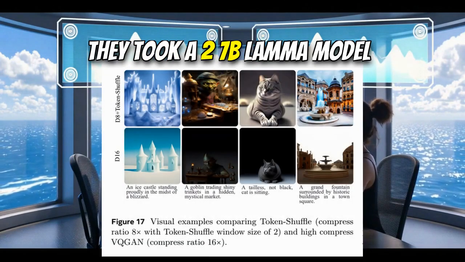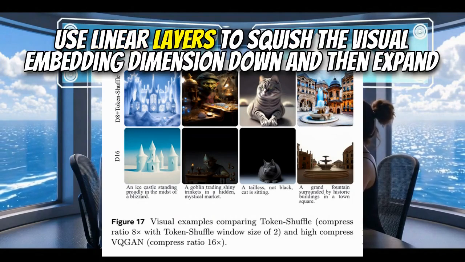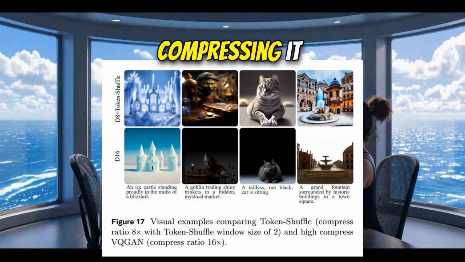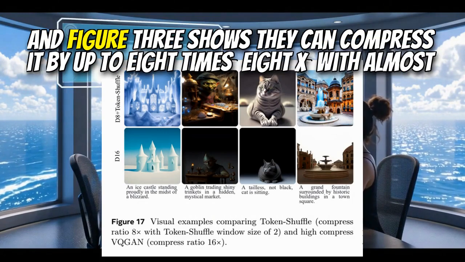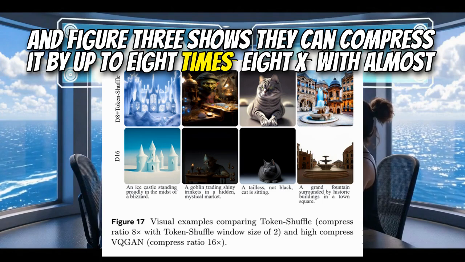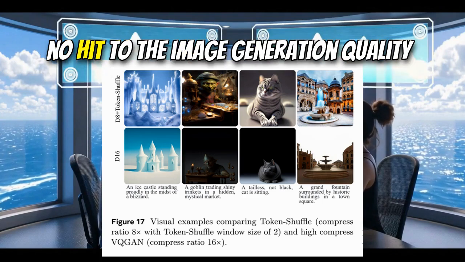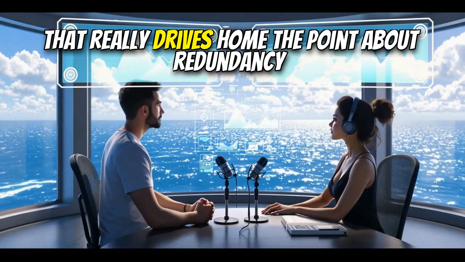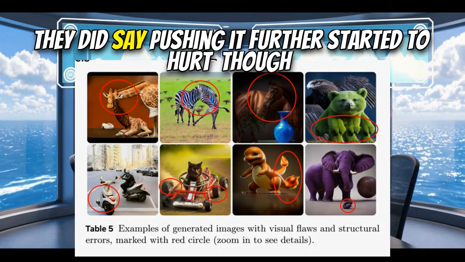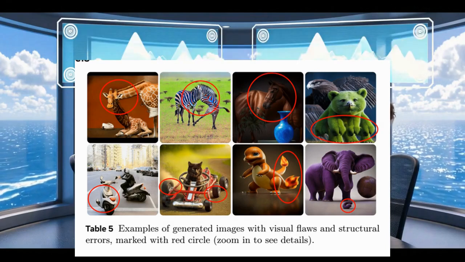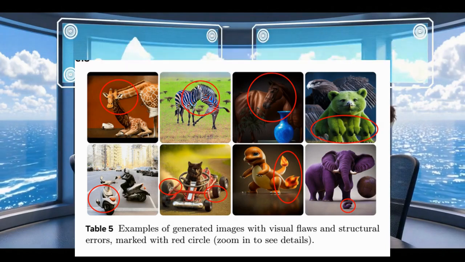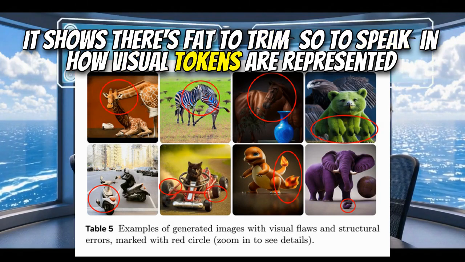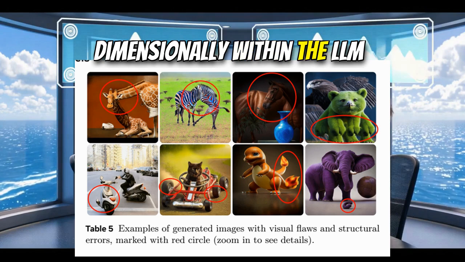And they tested this. They took a 2.7B Llama model, used linear layers to squish the visual embedding dimension down, and then expand it back up. Compressing it, trying different compression factors. And figure 3 shows they could compress it by up to 8x with almost no hit to the image generation quality. Wow, 8x compression. That really drives home the point about redundancy. They did say pushing it further started to hurt, though. Correct, there's a limit. But that 8x finding is key. It shows there's fat to trim, so to speak, in how visual tokens are represented dimensionally within the MLLM.